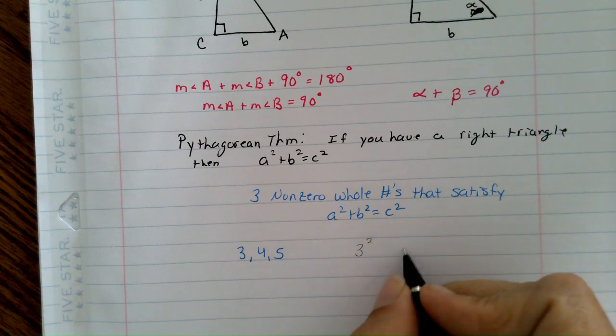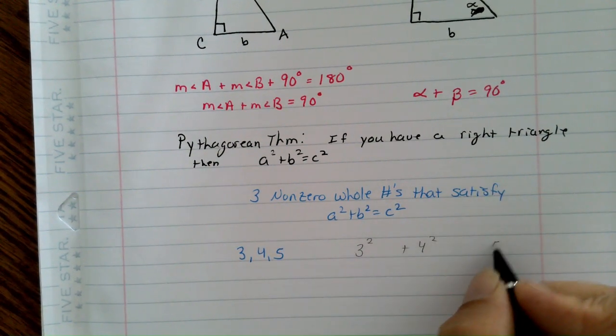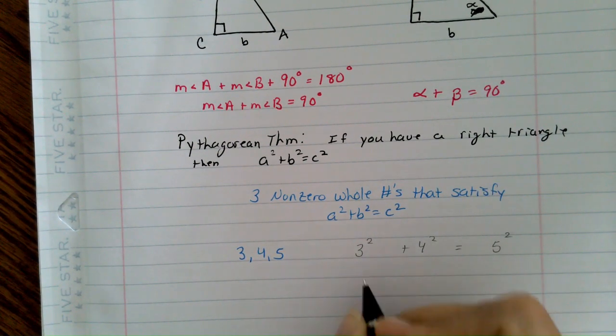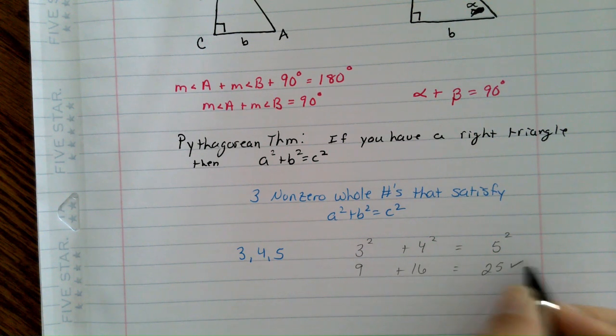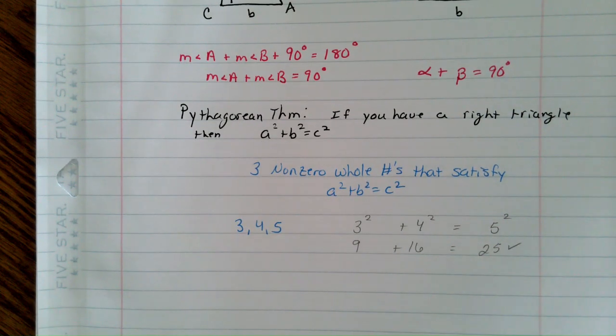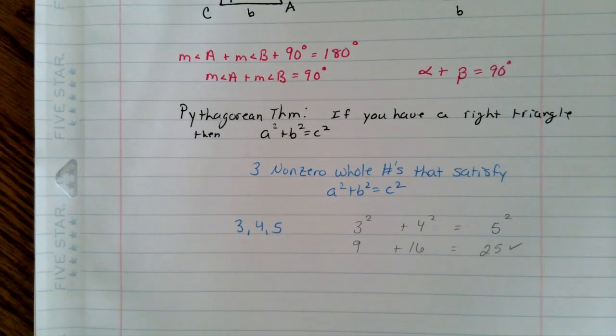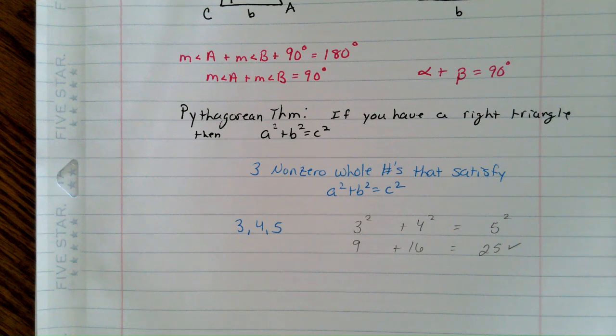3 squared plus 4 squared, does it equal 5 squared? Well, 9 plus 16 is 25. Yes, absolutely, check. That one works. Now, because 3, 4, 5 works, any similar triangle is also going to work.